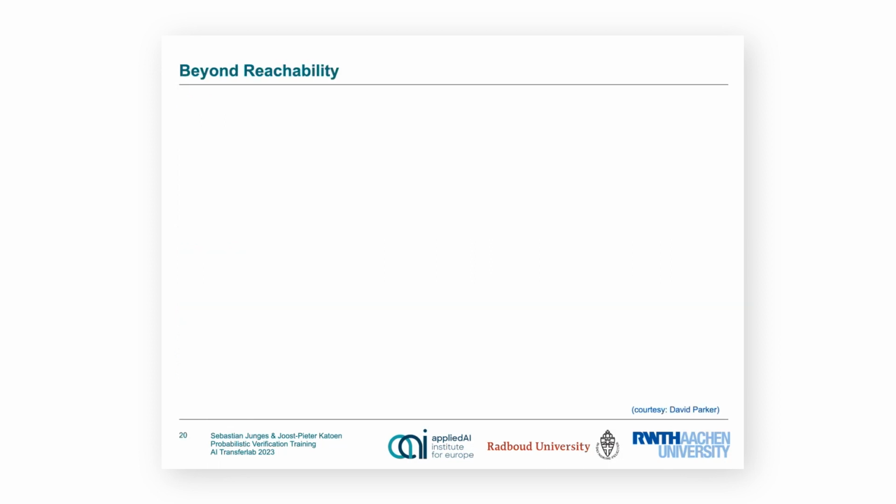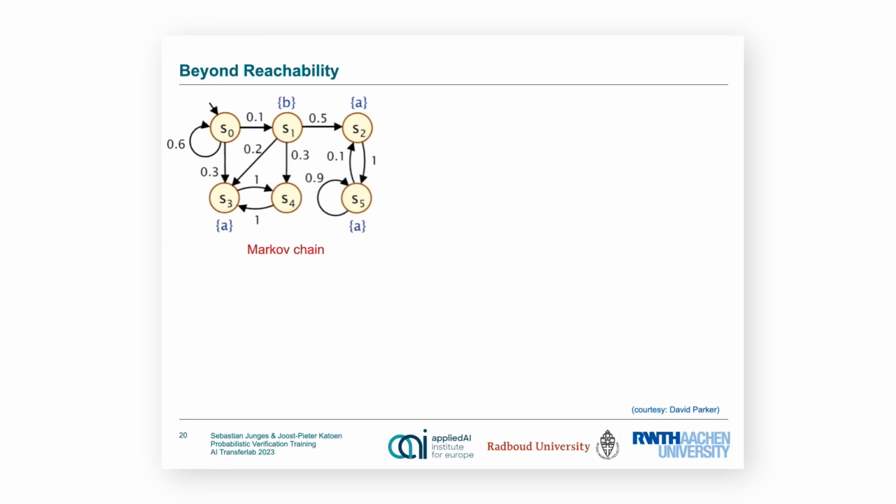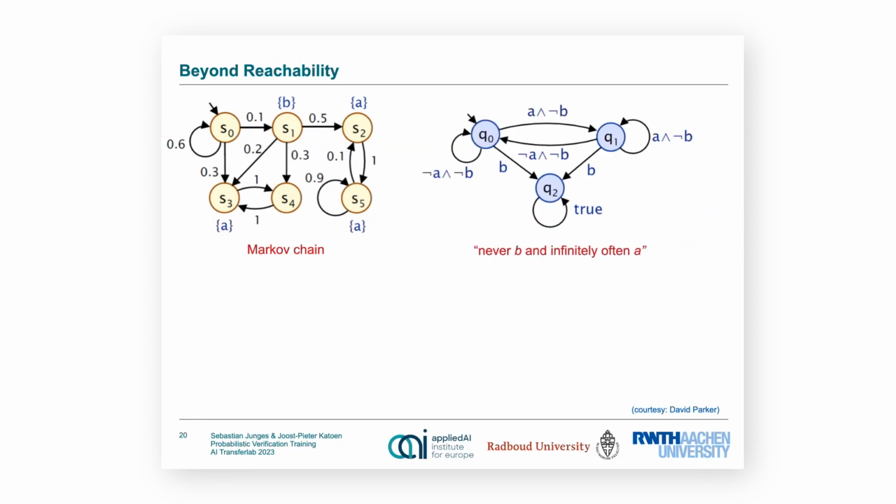You can also address more complicated questions. This is perhaps a bit technical, but let's say we have this Markov chain here on the left. Every state is labeled with some elementary properties. In my case, these are the letters A and B. And now I have a property that I represent by this automaton. The property says the Markov chain should have never B and infinitely often A. That's what you can represent by this automaton.